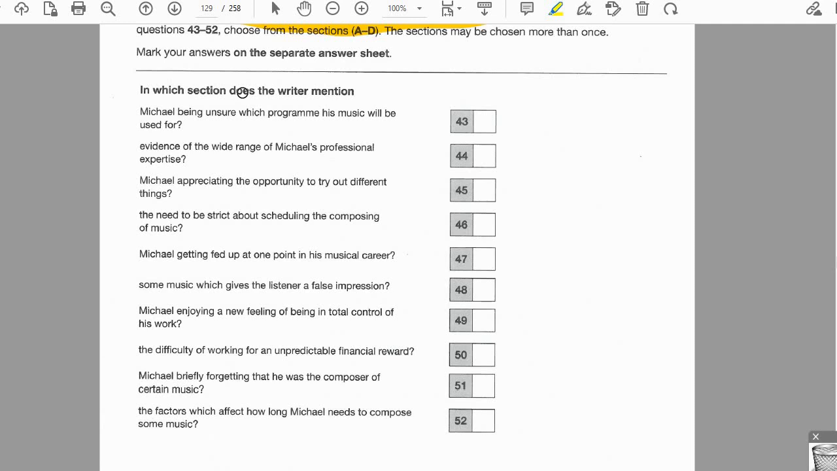The technique is to read and highlight the keywords and semi-memorize. Semi-memorize means that you highlight this, for example, and you remember in which section Michael talks about not knowing which program the music was used for, more or less. So this is the concept. This is like, I don't really know where my music will be played.